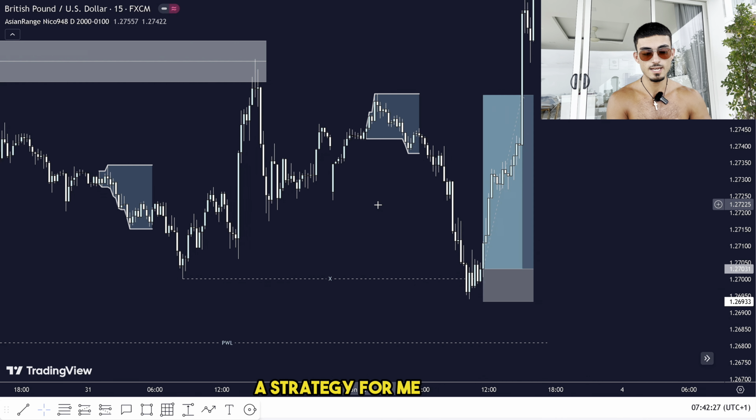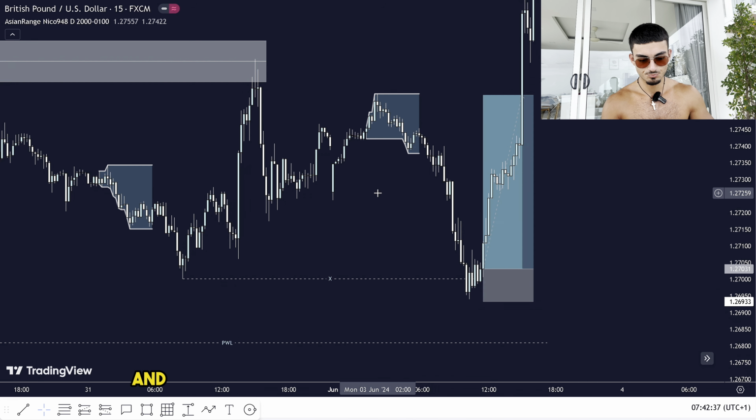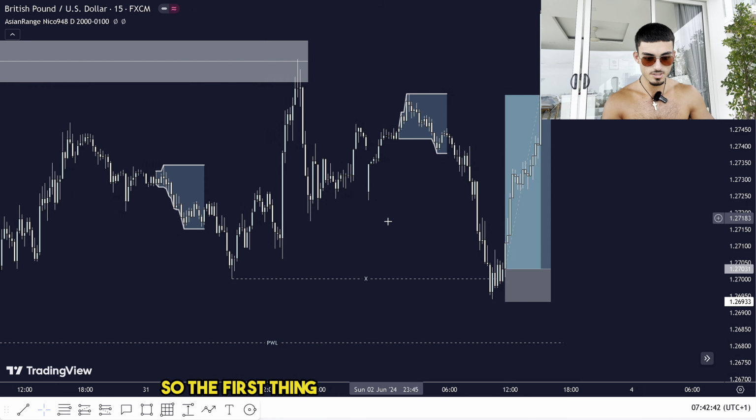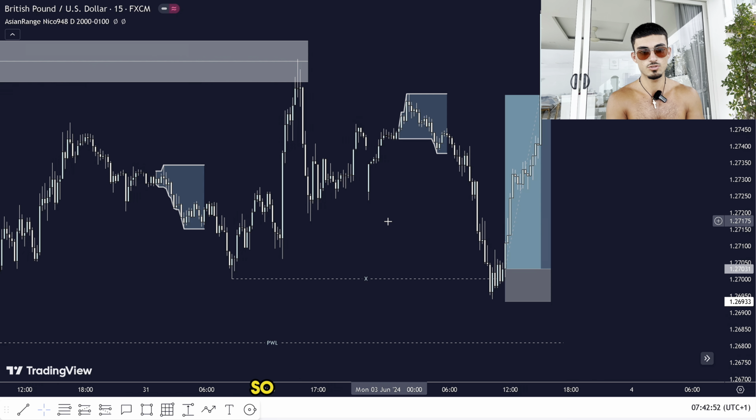A strategy, for me anyway, isn't just sweep of Asian low, enter after a change of character. That's not it, okay? You need to have a good plan in place and a good understanding of the entire market in general. And that is what I do every single time I jump onto the chart. So the first thing that I want to do is I want to go on to, I believe, the weekly and the daily. And I'm going to explain to you what I saw on that, which allowed me to look for buys on the Monday morning of the trade. So yeah, let's jump onto the daily and the weekly chart.